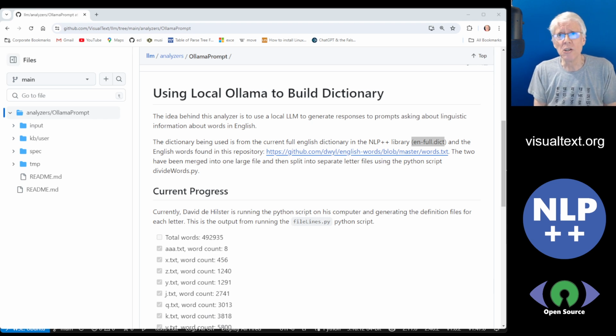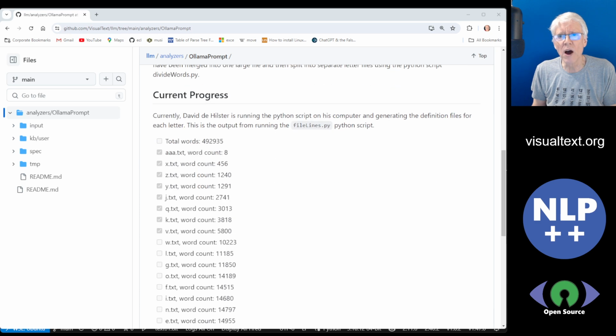with something like ChatGPT. So today we're going to be using a program called Ollama, which is like ChatGPT, but it's written by Facebook, and you can download it to your local computer. And we're going to be calling it with a list of words. In fact, almost 500,000 words that we've gotten on the internet.